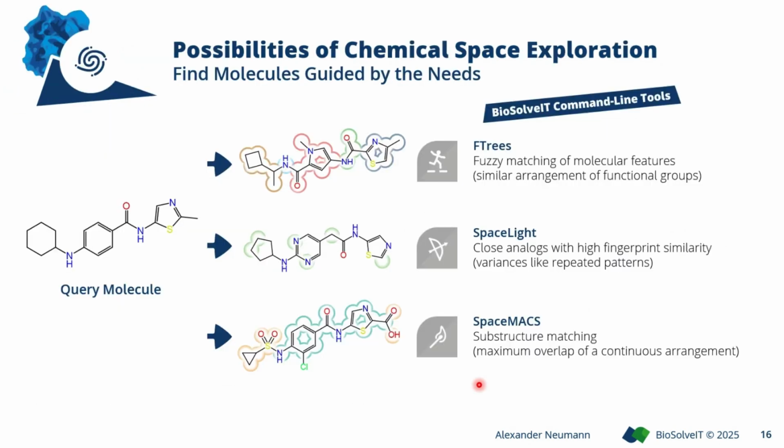So what are the methods that I've mentioned? I don't want to lose too many words here. We have F-trees for fuzzy pharmacophore matching. We have SpaceLight that performs fingerprint-based similarity searches. ECFP4 is the default, but you can also use other fingerprints. And ultimately, the maximum common substructure matching tool, SpaceMACS, which takes into consideration the longest chain of connected heavy atoms compared to your query structure.